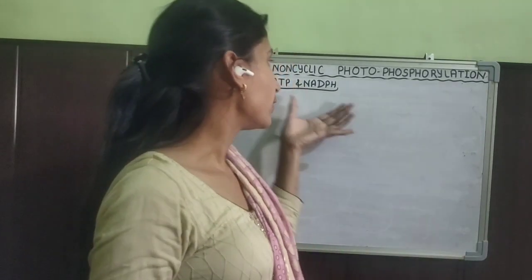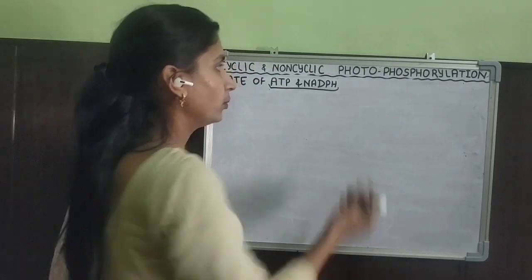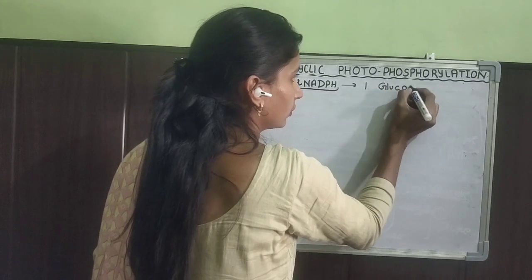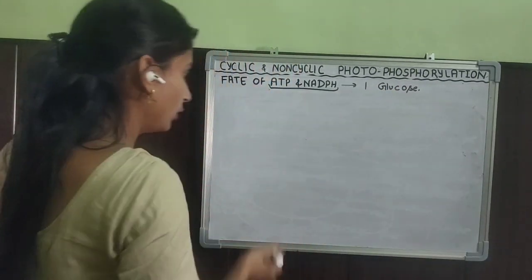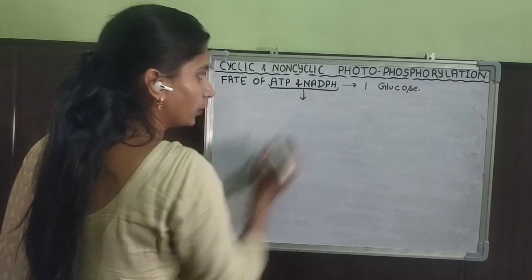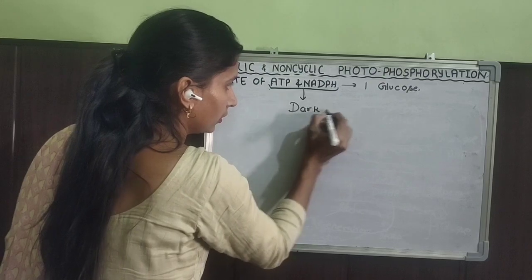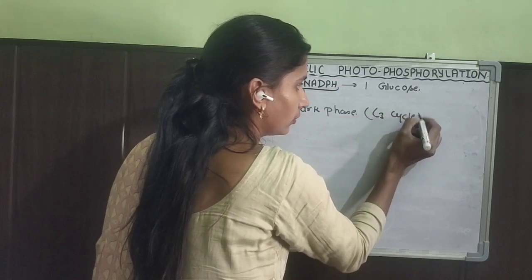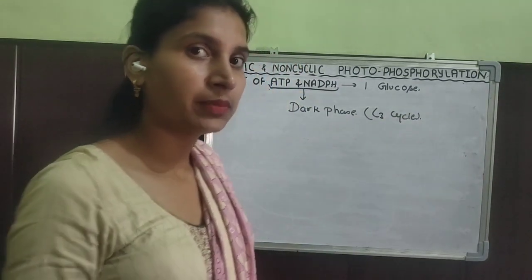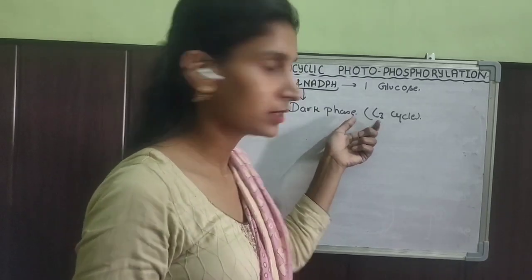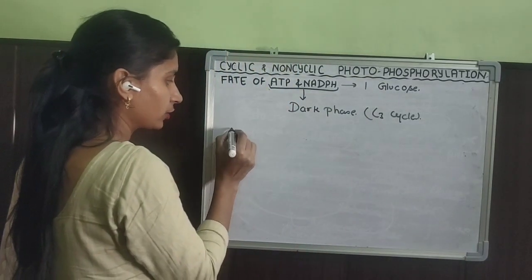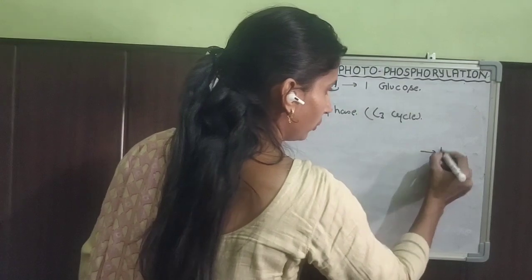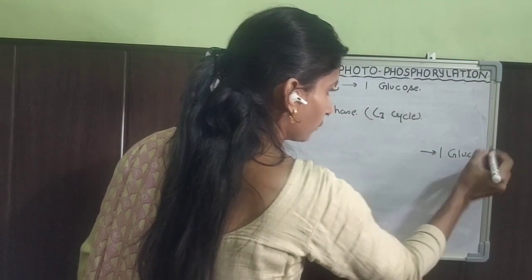The products of the light phase, that are ATP and NADPH, both are used to produce a single molecule of glucose. But how? That is because of the dark phase, which is also called the C3 cycle, described by Melvin Calvin, due to which its name is also Calvin cycle. During the dark phase, one molecule of carbon dioxide gets converted into glucose, but there are various steps required in between.